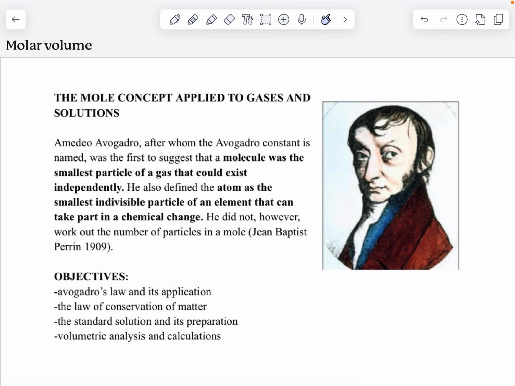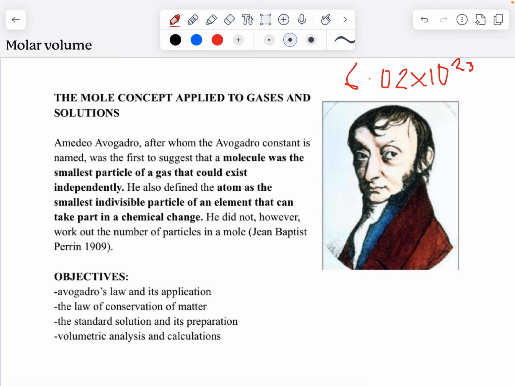Hello everyone. So in this video I'm going to be explaining the molar volume, which is the mole applied to gases. Right now, the first thing we need to know is a little bit about Amedeo Avogadro. We've seen Avogadro's number already, which is simply 6.02 times 10 to the 23rd power. I'm sure we're all familiar with Avogadro's number.